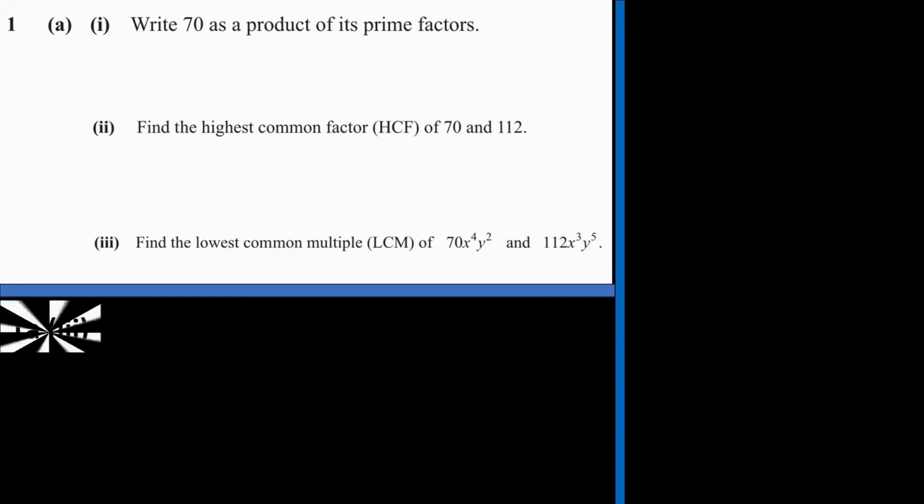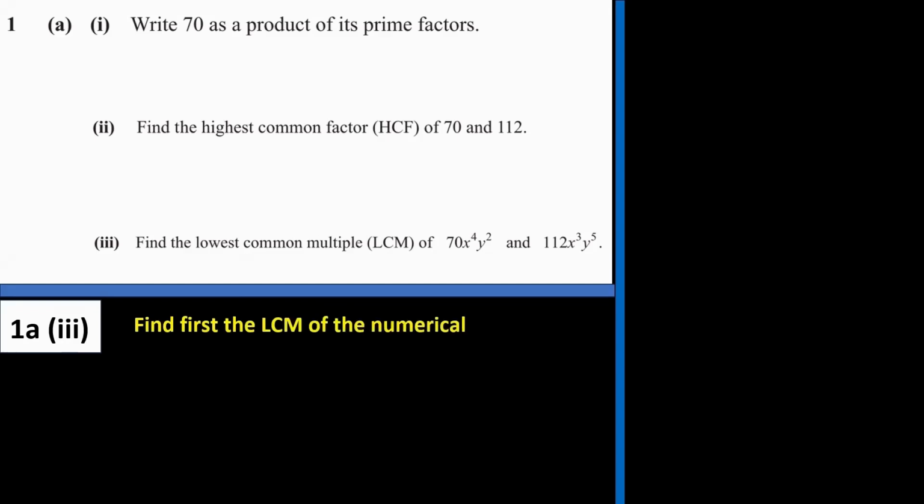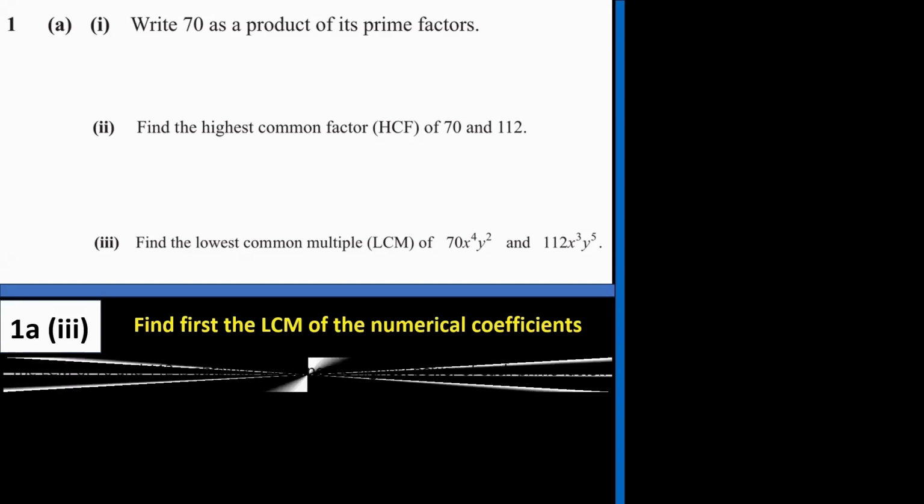Here, we are required to find the lowest common multiple, otherwise called the LCM, of 70s^4y^2 and 112s^3y^5. So we will first find the LCM of the numerical coefficients. What are the numerical coefficients? 70 and 112 are the numerical coefficients. And so we are going to find the LCM of these two numerical coefficients.